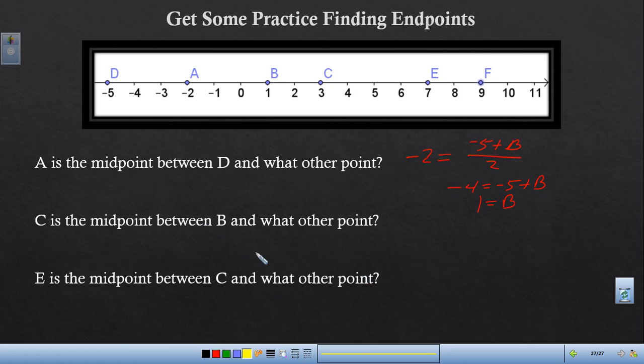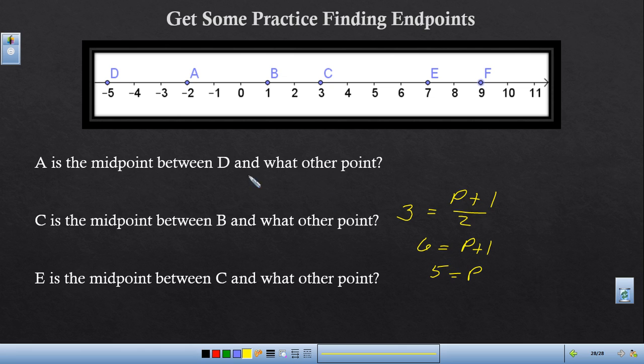Alright, let's try another one. How about C is the midpoint between B and what other point? Let's clear the screen so we have more room. C is the midpoint. C is 3. And then we're looking for some point P plus B's value, which is 1, over 2. So we multiply 2 times 3, we get 6 equals P plus 1. Subtracting 1 from both sides, C, which is 3, is the midpoint between 1 and 5.